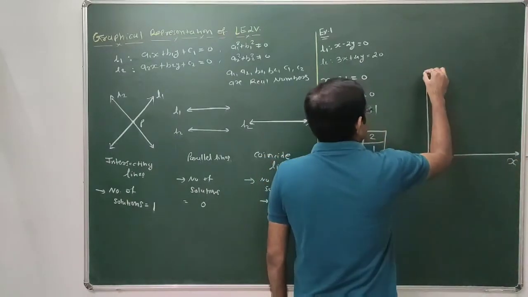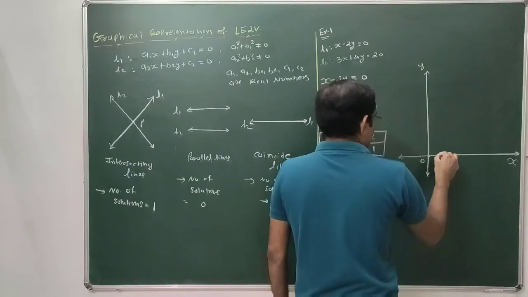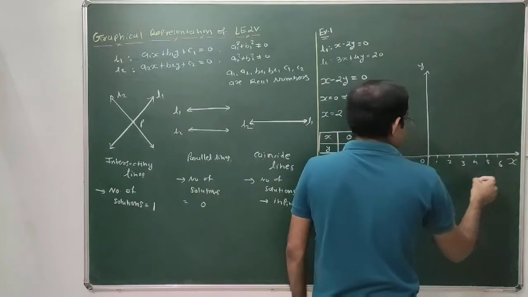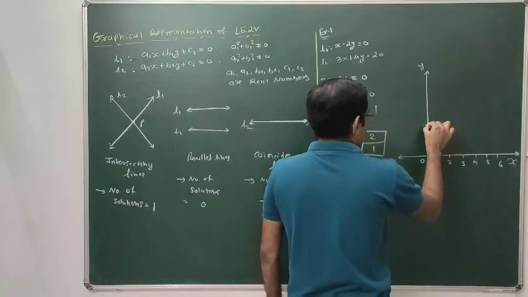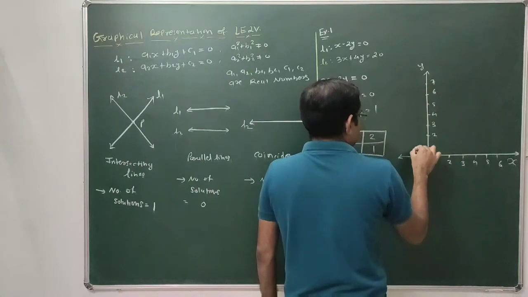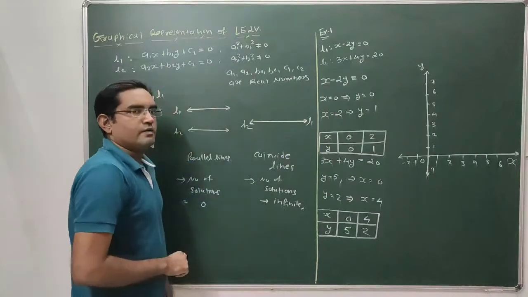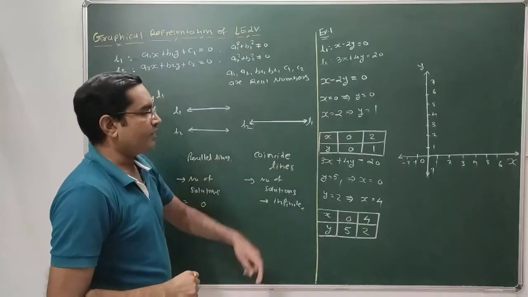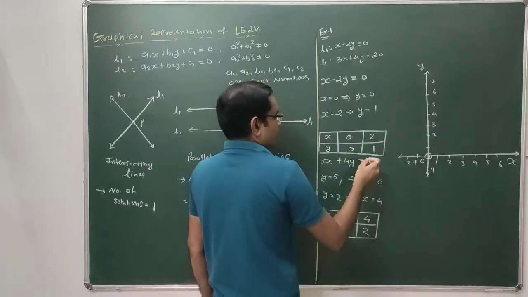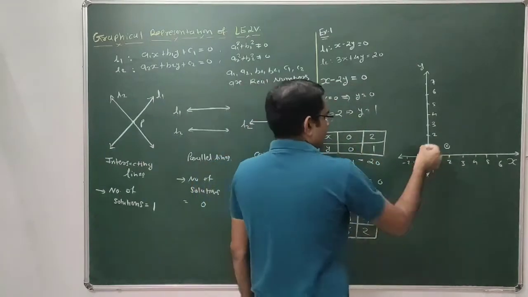This is x, this is y, this is 0, 1, 2, 3, 4, 5, 6. This is 1, 2, 3, 4, 5, 6, 7. This is minus 1, minus 2. This is our Cartesian plane. Now represent these points on the graph. The first one is 0, 0. So this one is 0, 0. The second point is x 2, y 1. So join these two points.